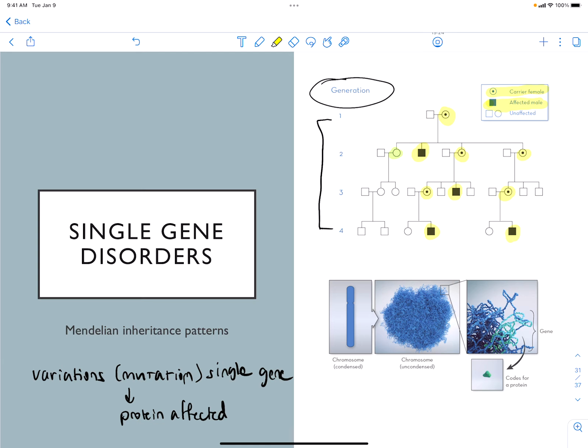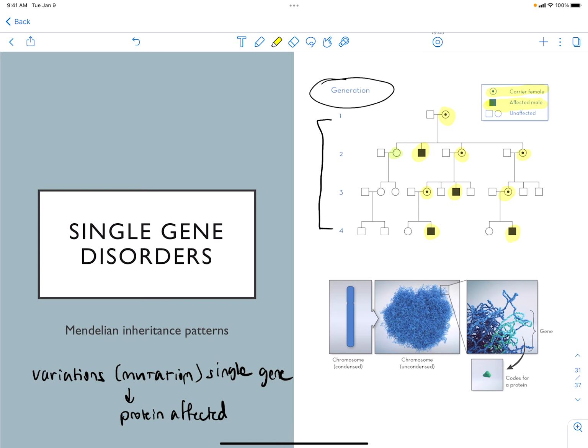So the chance of a person passing on this genetic disorder to their children depends on the disease as well as the inheritance pattern. So again, this one is an X-linked recessive. So the chance of them passing it on to their male offspring is 50%. And the chance of a female being a carrier is also 50%.